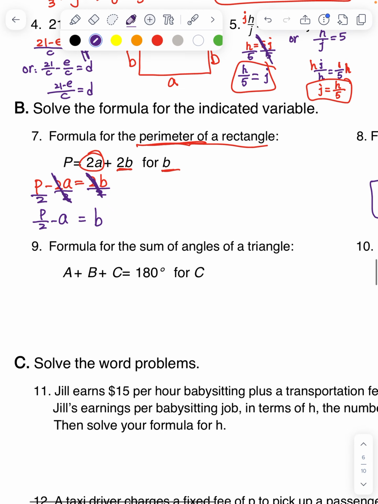Number 9, formula for the sum of the angles of a triangle. So 1, 2, 3. The 3 angles add up in any triangle to equal 180. We solve for C. So C equals 180 degrees. We need to get rid of A from the same side as C. So this is positive A, move to the other side, become negative A. Then positive B, move to the other side, become negative B. That's it.